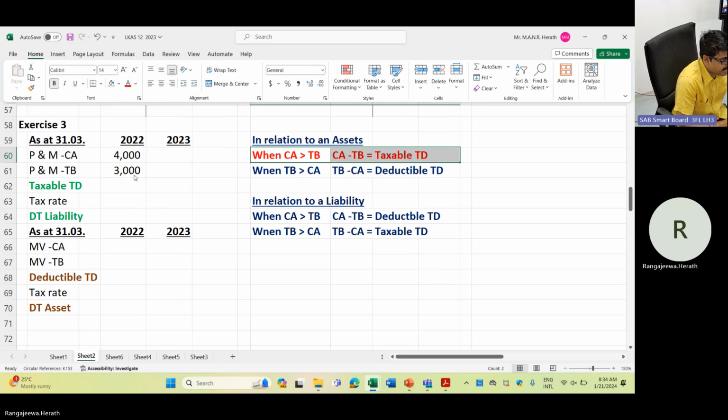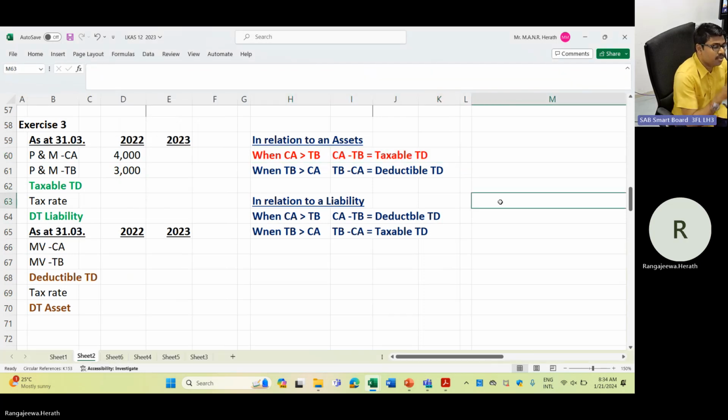When you take an asset, if carrying amount of an asset greater than tax base, the difference is taxable temporary difference. That you have to remember. Carrying amount of an asset, carrying amount means accounting value, book value. Tax base means the value as per the tax law. Right? Here you are given it. So carrying amount 4,000, tax base 2,000. So now carrying amount greater than the tax base.